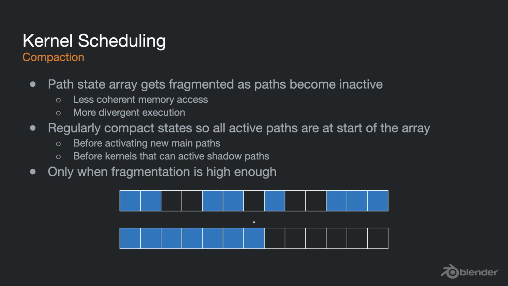We do this at 2 points. We do it right before activating new main paths, and we do it also for the shadow path array before any kernel that can activate additional shadow paths, like the shade surface kernel. There is a real cost to this type of compaction. Moving around a bunch of memory is not free, and so we also have a heuristic to only do it when there is enough fragmentation for it to be worth it. Overall, we found that this helps improve performance by a few %, and there's an additional benefit that because there's one big block of free space at the end of the array, it simplifies the GPU side implementation of activating new paths.